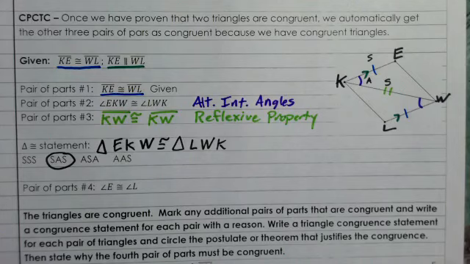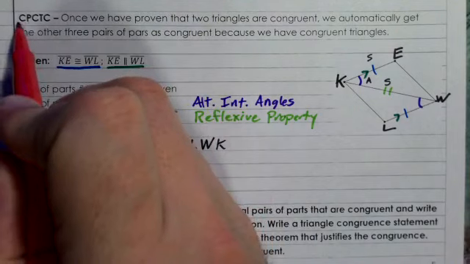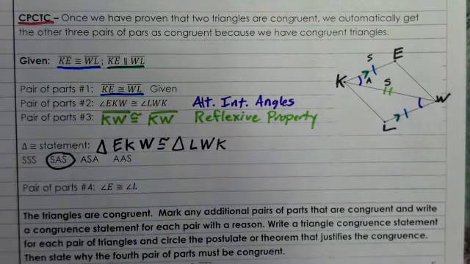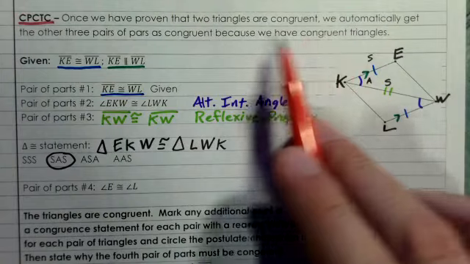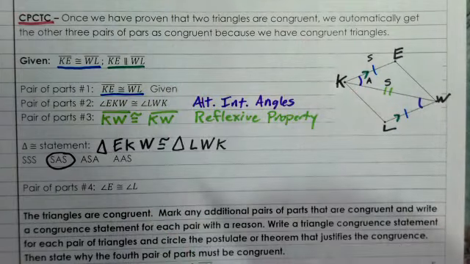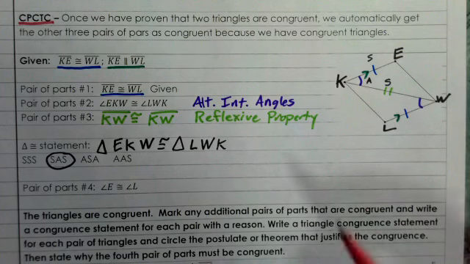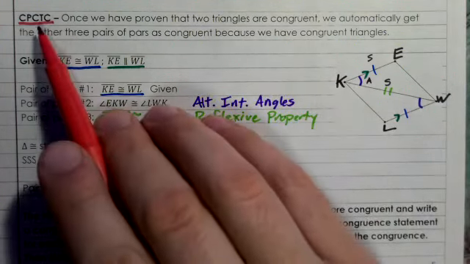Hi, in this video, we're going to talk about this cool property called CPCTC. It's the idea that once we have proven two triangles congruent, we automatically get the other three pairs of parts congruent because we have congruent triangles. So here's a proof. So what does this mean?